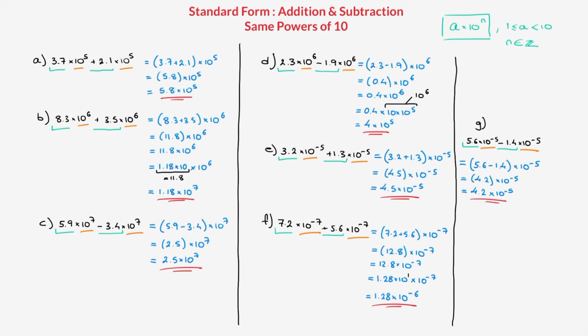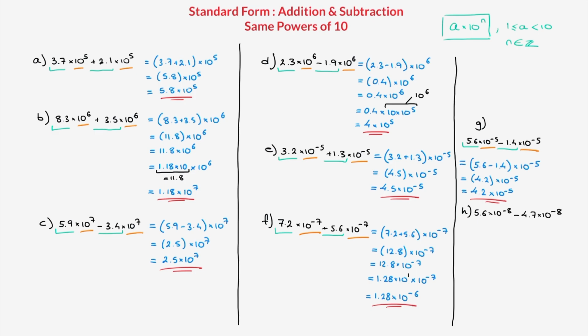Done. Now notice here that when we subtracted 1.4 from 5.6, the result we got, 4.2, was greater than or equal to 1. And of course it was less than 10. In other words, the number we got was written in standard form. But now for our final example, let's see what happens when the subtraction we have here leads to a number between 0 and 1, and how to deal with it when the power of 10 is a negative power. And so that's our final example, example H. Let's say we have to calculate 5.6 times 10 raised to the power of negative 8 minus 4.7 times 10 raised to the power of negative 8.